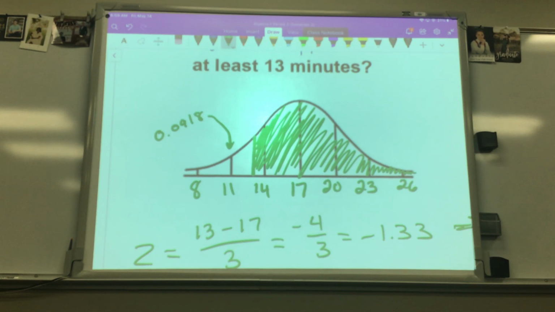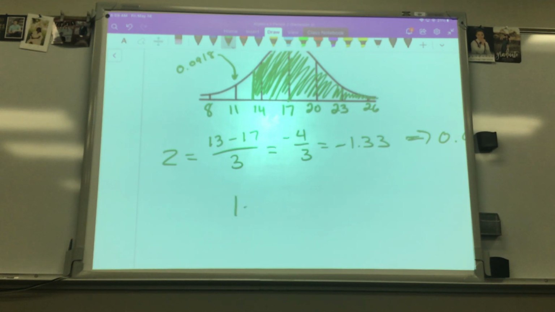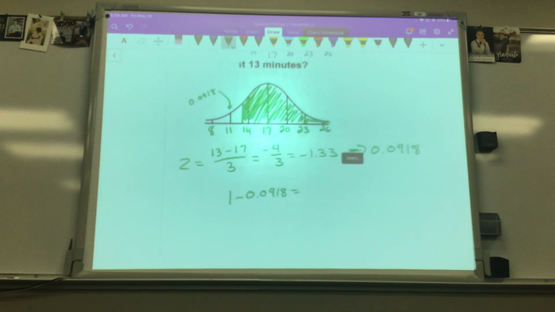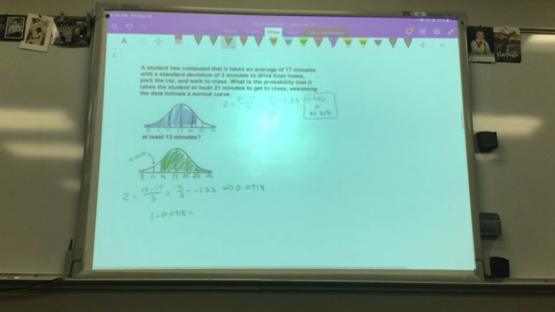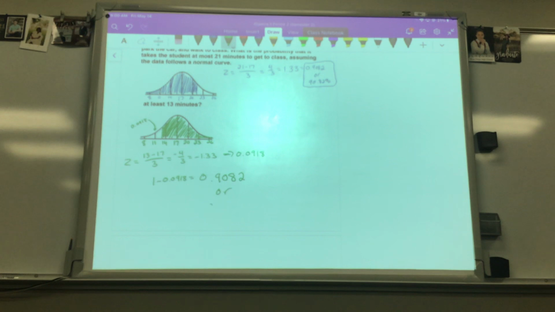Now, this is where that whole idea of 1 comes in. Area under the curve is 1, right? And I want to exclude what? 0.0918. So how am I going to figure out the shaded area then? 1 minus that. Which gives me... and again, you will have calculators.